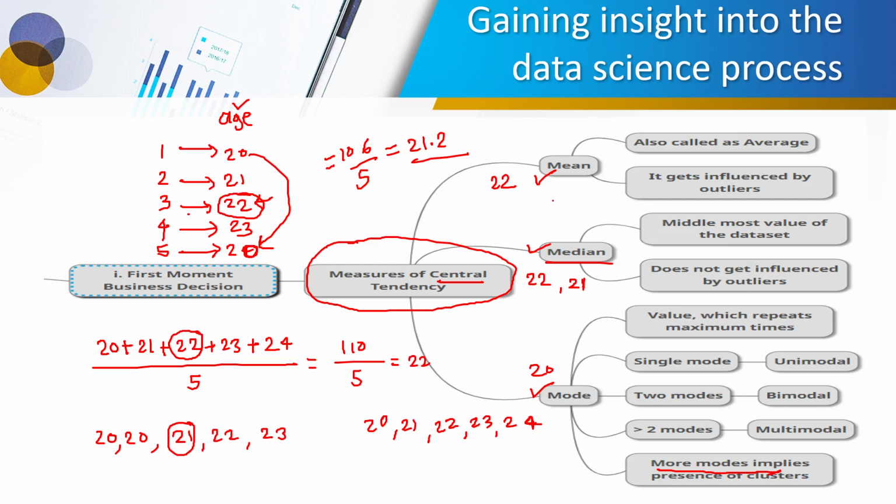Is it clear? ये क्लियर हो रहा है क्या? क्योंकि in your exam they will ask the question, and mode is nothing but we have to select the element which occurs multiple number of times. So here 20 occurs two times, 21 occurs one time, 22 occurs one time, and 23 occurs one time. Is it clear?